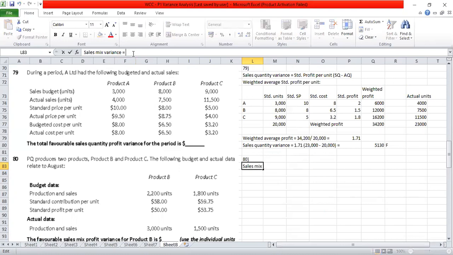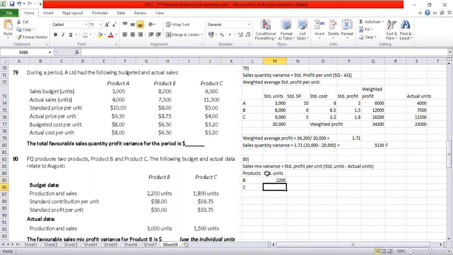So let's put the formula first: standard profit per unit into the difference in the quantity of budget and actual, standard units minus actual units. It is a mix, so we need to take them as a mix. Two different products are there, product B and product C. The standard units are 2,200 and then 1,800.